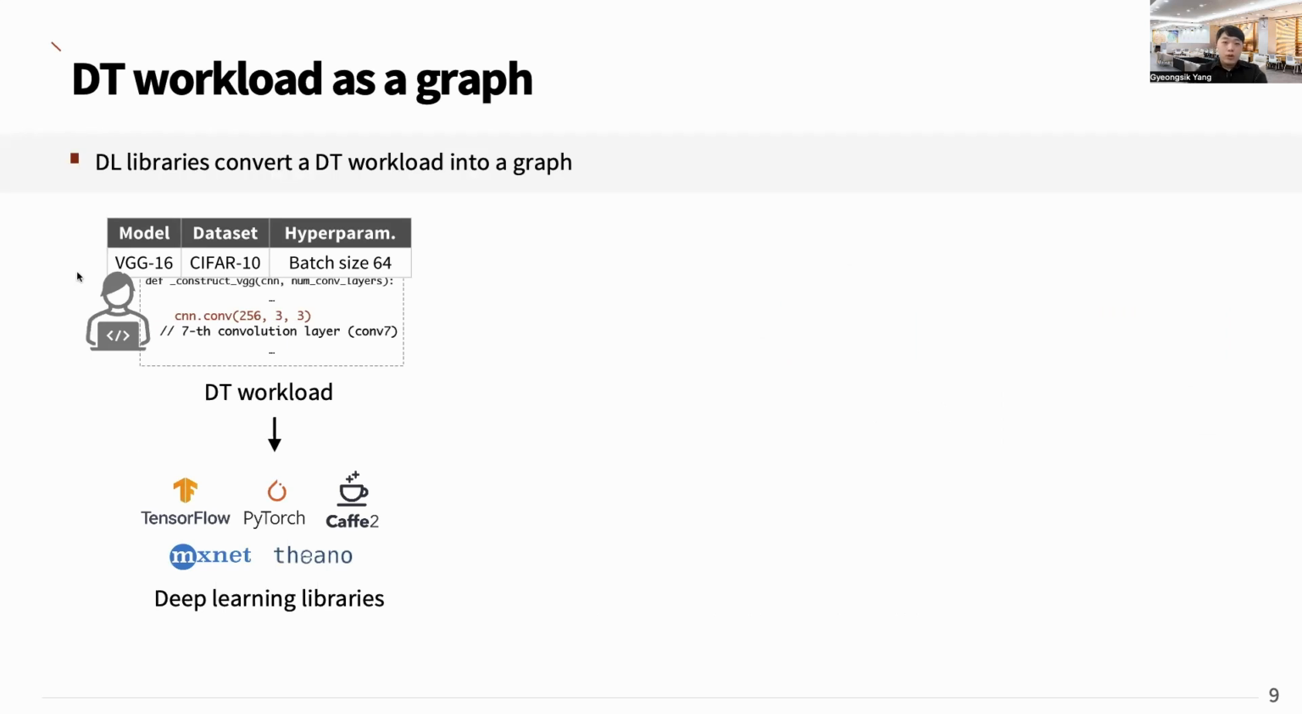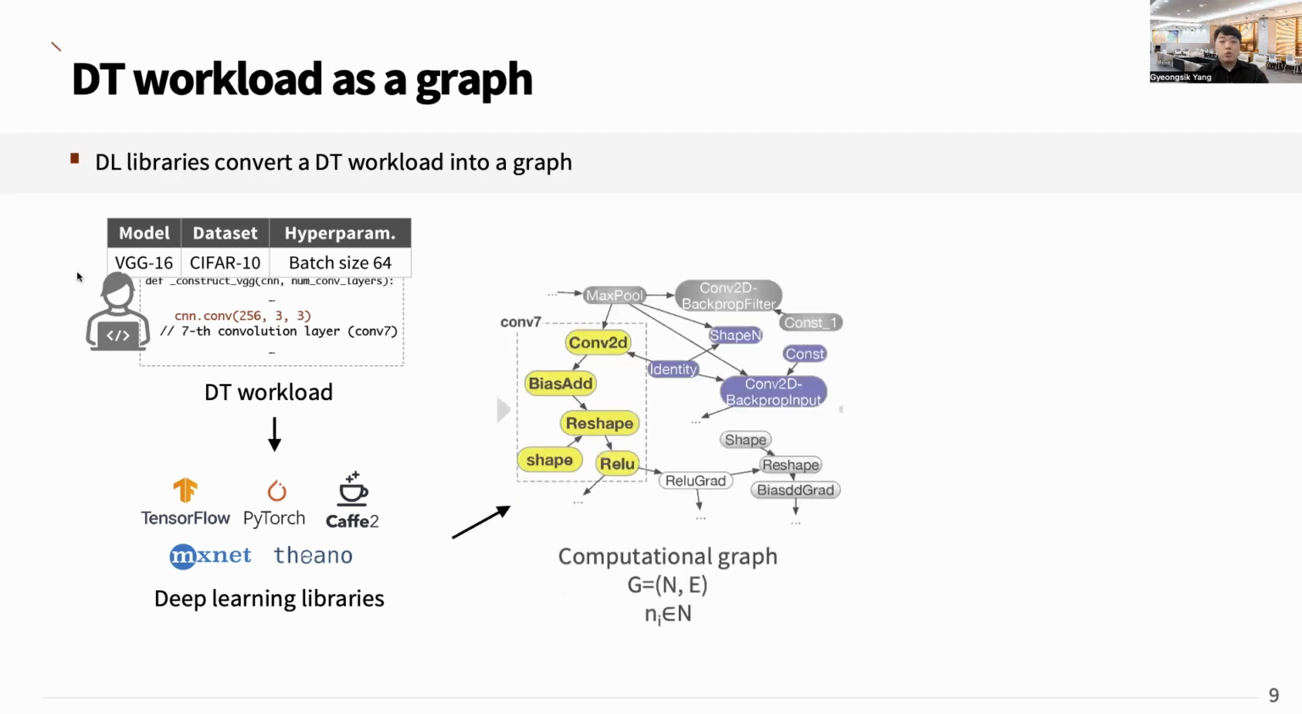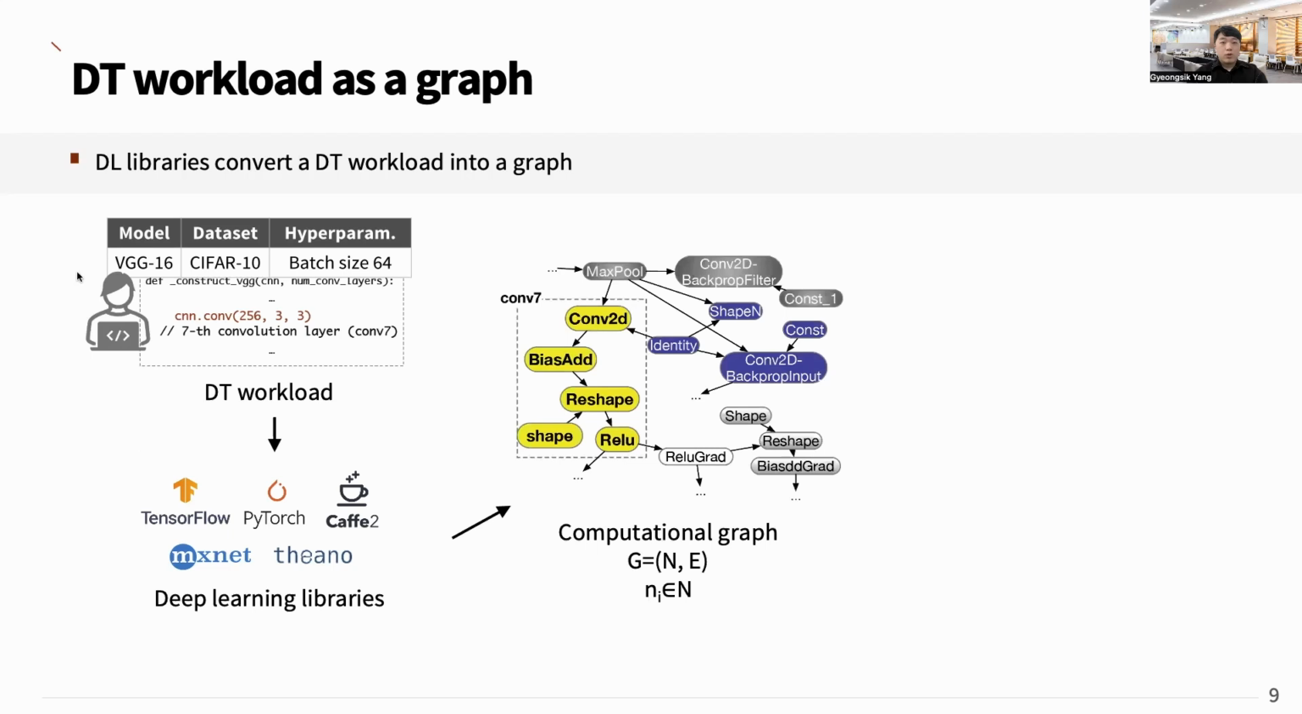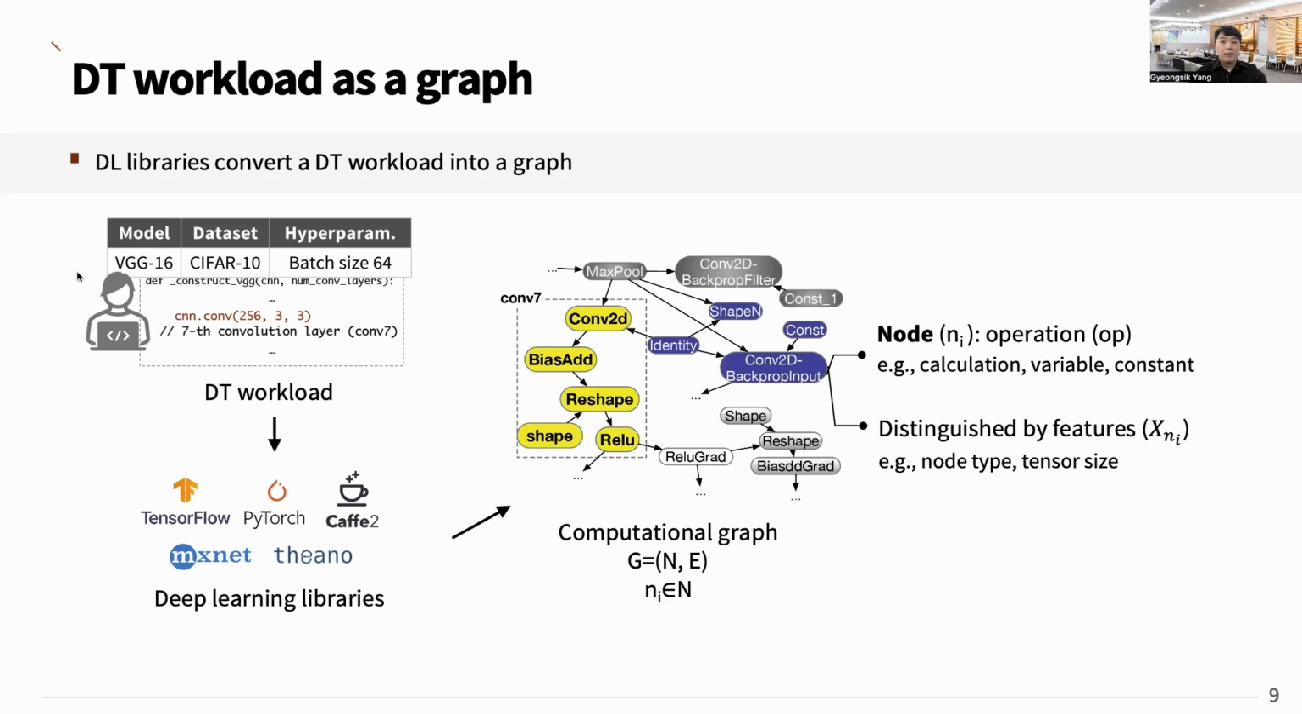To design Driple, we look into how DT workloads are trained. DT workloads are implemented using libraries. For example, suppose a workload as described in the table here. The key is that the libraries convert the DT workload into a computational graph. The graph consists of nodes that express operations such as calculations, variables, and constants. Each node also has features such as node type and tensor size. The nodes are connected by edges, and the edges show the execution order between the nodes.